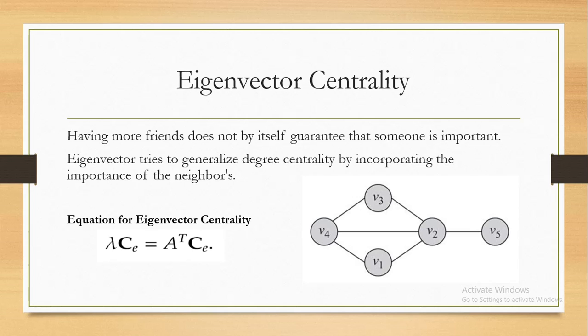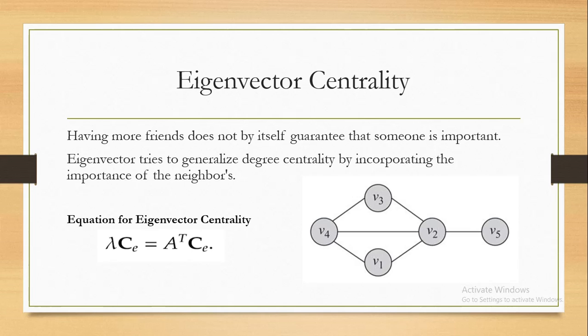But then you also have professors, say 10 professors in your department, and a particular professor is having friendship with the 9 other professors. So can you say that the student having 59 connections is more important than the professor having 9 connections? Having more friends does not by itself guarantee that someone is important. So eigenvector centrality tries to generalize degree centrality by incorporating the importance of neighbors. It is simply that your importance is decided by your neighbors or your friends.